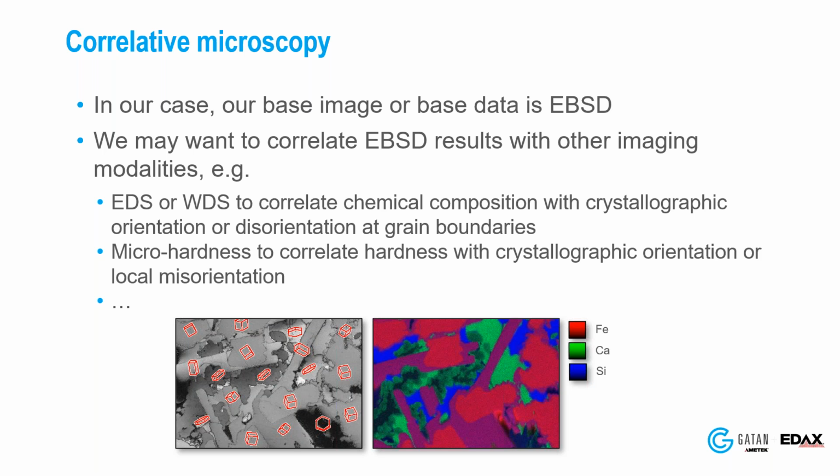So we're going to use as our base image, not our eyesight like we would in that book that I read, but EBSD. We want to correlate other imaging modalities with EBSD results, whether that's EDS, which we've done for a long time to get the chemical composition, or it might be micro-hardness, or it might be other techniques.